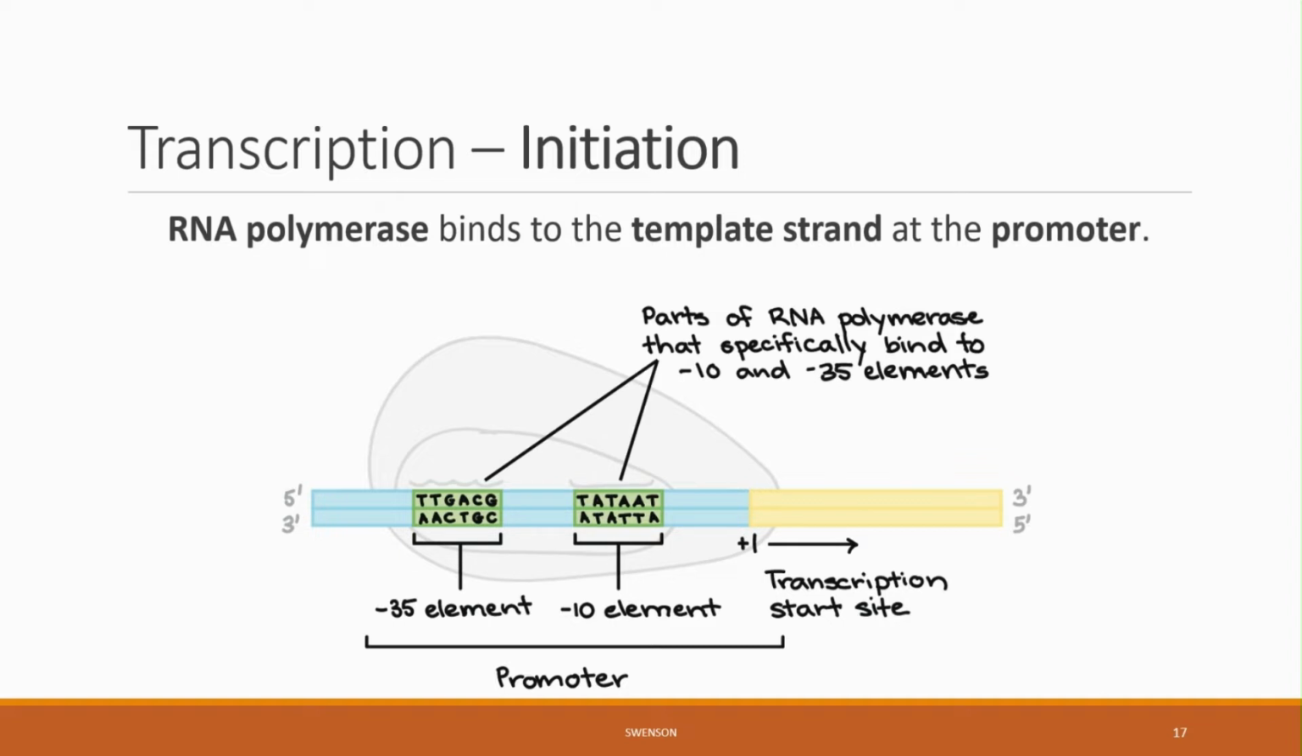RNA polymerase binds to the template strand at the promoter. Think of the promoter as a beacon. When RNA polymerase sees the promoter, it will attach itself there. The oval circles in this sketch represent the polymerase.